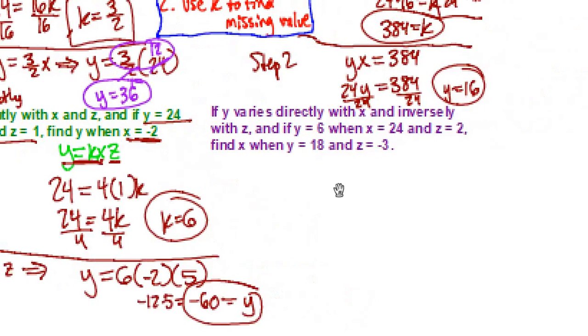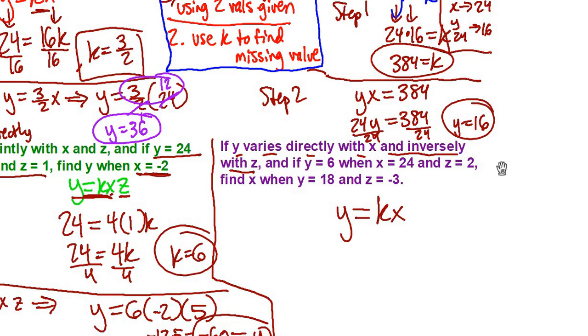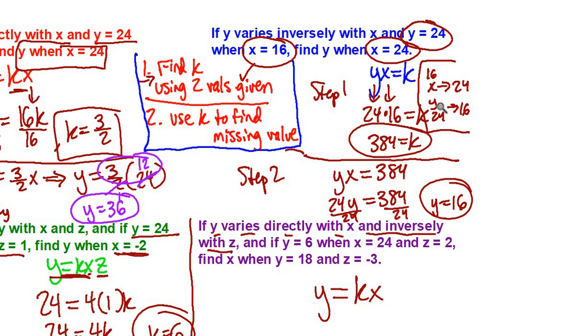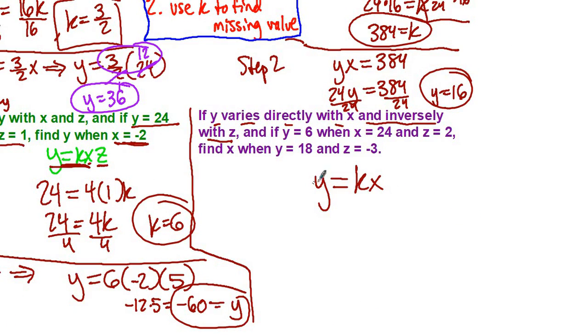The last one is called combined variation. This is where it's a mix of direct and inverse. So let's read this carefully. Y varies directly with x. So we've done that before. That was the very first one we did. And at the same time, it varies inversely with z. Well, remember up here, when things vary inversely, you have them on the same side. So when y varied inversely with x, it was y times x. In this problem that we're doing in purple, y varies inversely with z, so it's going to be y times z, or I'll just put it as z times y.